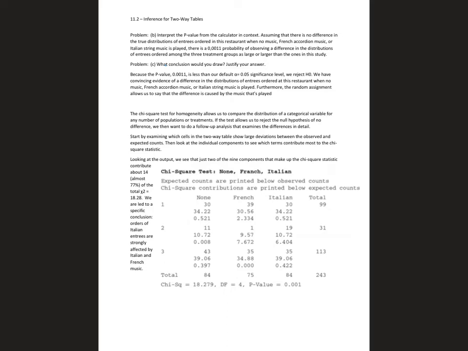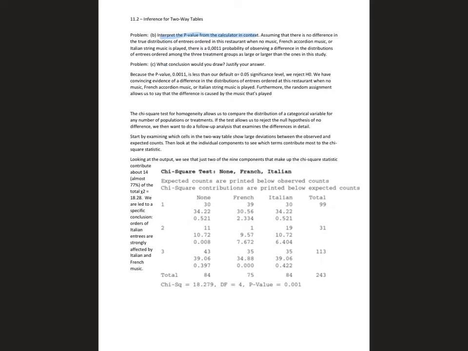Now, a follow-up would be, like on the AP exam, they may ask you to interpret the p-value from the calculator in context. And this is that phrase that you guys need to remember. Assuming that there is no difference in the true distributions of entrees ordered in this restaurant when no music, French accordion music, or Italian string music is played, there is a 0.0011 probability of observing a difference in the distributions of entrees ordered among the three treatment groups as large or larger than the ones in this study. We saw that way back in chapter 9, I believe, and that's our first interpretation of the p-value. So if you need a review, please go back and take a look at that.